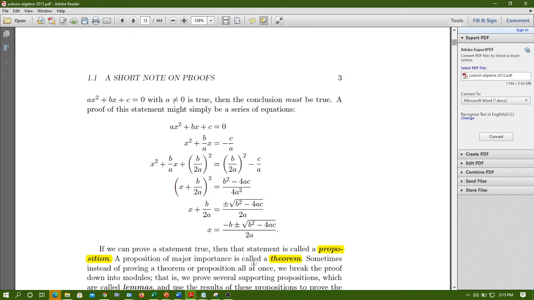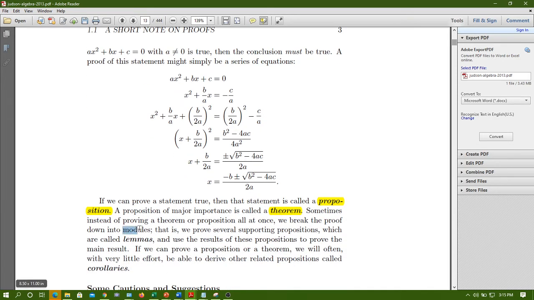Sometimes, instead of proving a theorem or proposition all at once, we break the proof down into modules. These are the terms that I would like you to remember. That is, we prove several supporting propositions which are called lemmas.